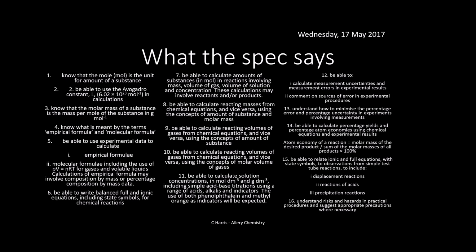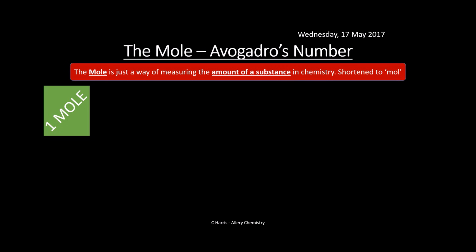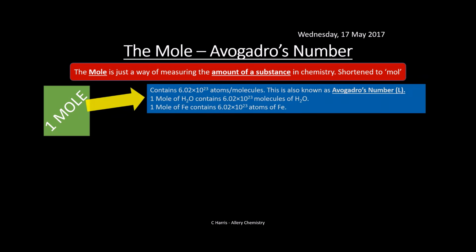You can see the specification points here for Topic 5. Okay, so let's start with the mole, and this is Avogadro's number. The mole is just a way of measuring how much of a substance we have in chemistry, and normally we shorten it to mol. So basically, 1 mole of any substance contains 6.02 times 10 to the 23 atoms or molecules. This is also known as Avogadro's number.